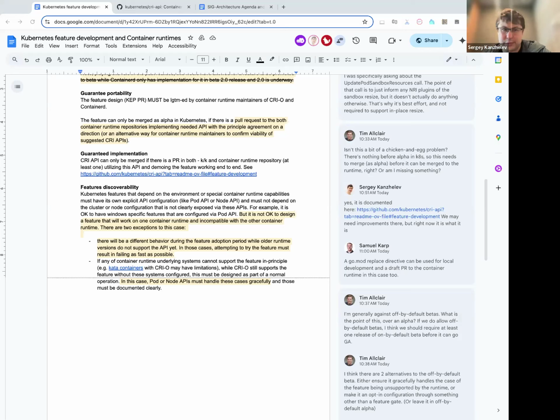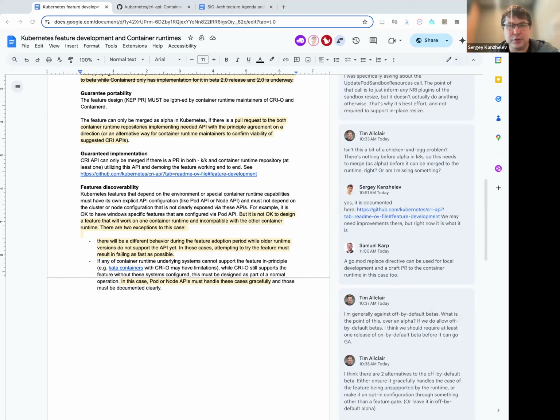working on one of the container runtimes in principle. There are some examples, like some Windows features is fine, and Windows is easily discoverable through node properties, but we don't want to implement some feature that is only working on one container runtime in principle, and other container runtimes don't want ever to implement it.